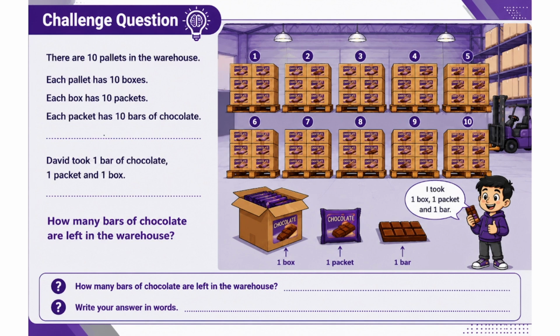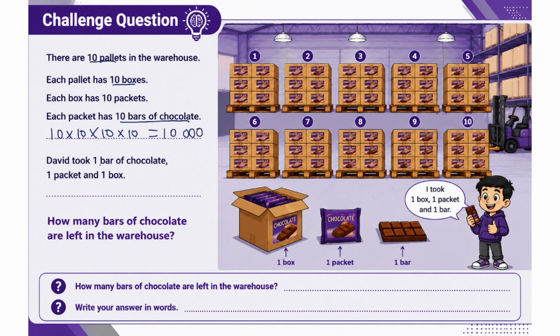Initially, how many bars of chocolates are there? So we have 10 pallets. In each pallet, there are 10 boxes. So there's 10 by 10, multiply 10 times 10. And then in each box, there are 10 packets, so times 10. And then in each packet, there are 10 bars, so it's times 10. So we have how many bars of chocolate? Multiplying by 10 is very easy. Just count the zeros. 1, 2, 3, 4. Which power of 10 has 4 zeros? It's 10,000. So it means there are 10,000 bars of chocolates.